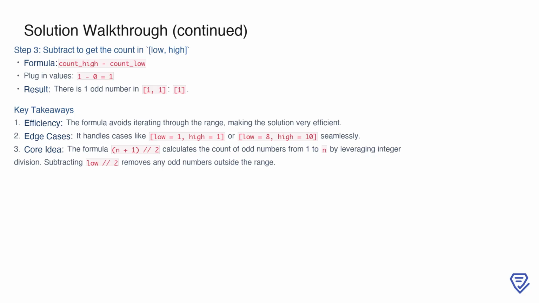To summarize, this approach is highly efficient because it avoids iterating through the range entirely. Instead, it calculates the result directly using simple mathematical formulas. It handles edge cases, such as when the range includes only one number or when the range contains no odd numbers, seamlessly. The core idea is based on the formula (n + 1) / 2, which calculates the count of odd numbers from 1 to n. By subtracting low / 2, we remove any odd numbers that fall outside the given range, ensuring an accurate count.